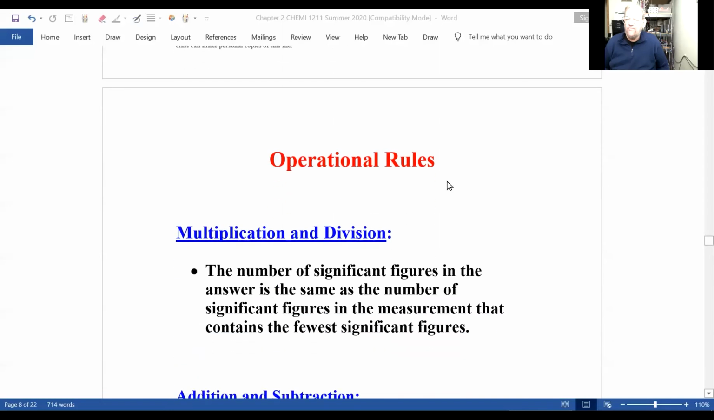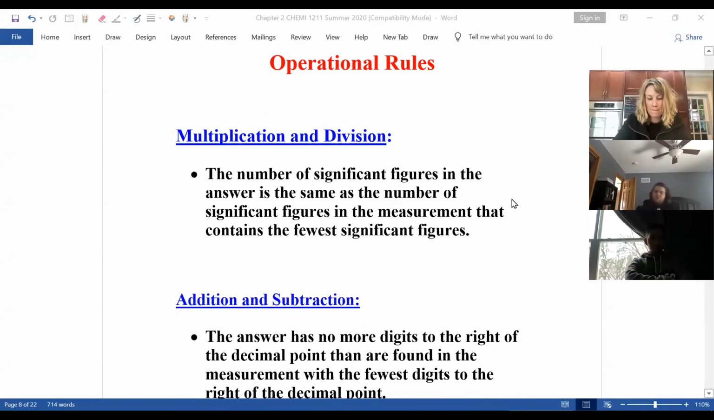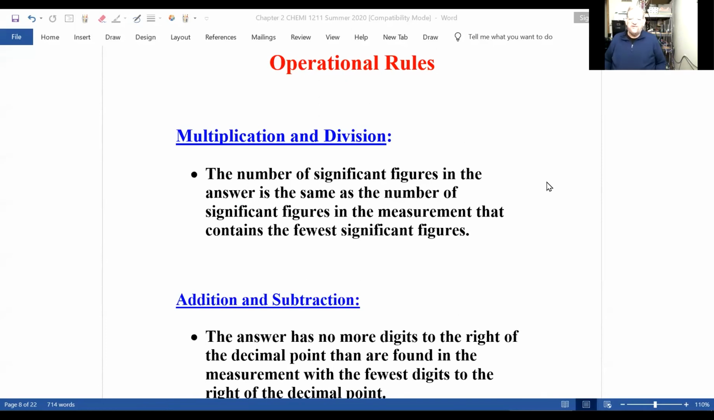Now, when we talk about significant figures and rounding off, they play a role in doing math: multiplication, division, addition, and subtraction. Everybody see the operational rules on the screen? Thumbs up, people. Yep, thank you. All right, I'll never ask on a test, but you should know how to use this, and that is for multiplication and division. The number of significant figures in the answer is the same as the number of significant figures in the measurement that contains the fewest significant figures. I'll say that again. The number of significant figures in an answer when you do multiplication or division is the same number of significant figures in the measurement that contains the fewest significant figures.